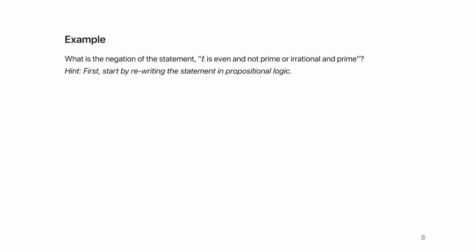So I'll give you an example to try out really quick amongst yourselves. Find the negation of the statement: T is even and not prime or irrational and prime. Okay? You can draw the brackets here if you want. So T is even and not prime or irrational and prime. What is the negation of that statement?